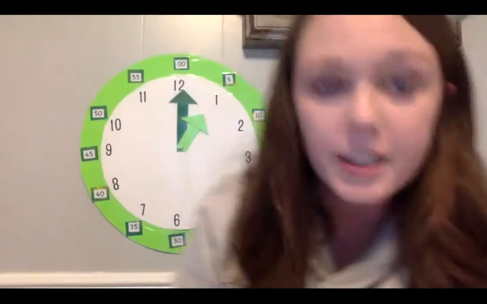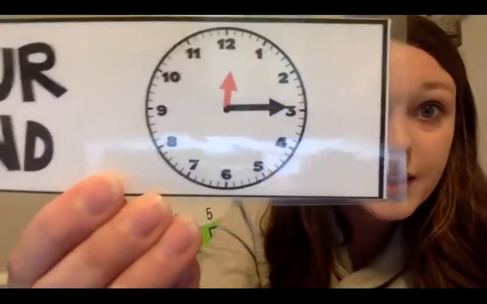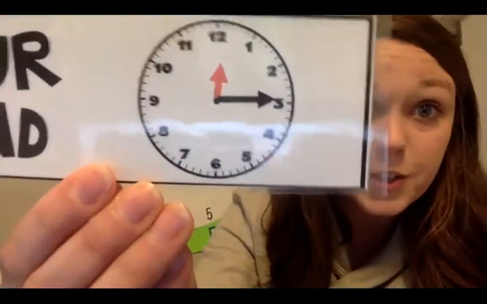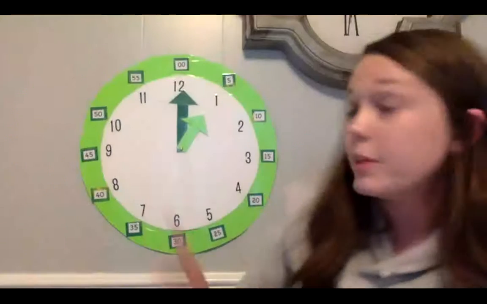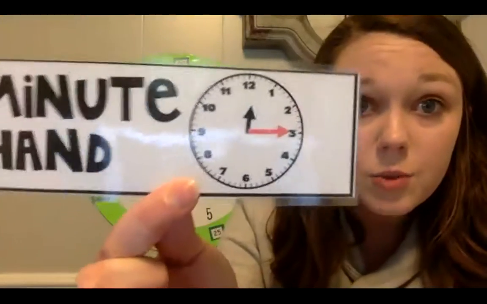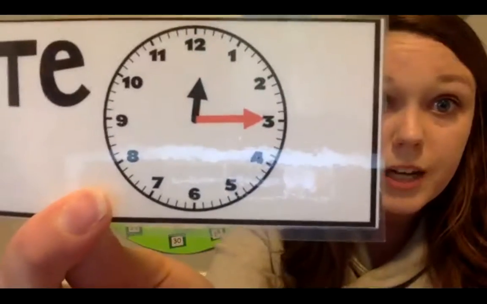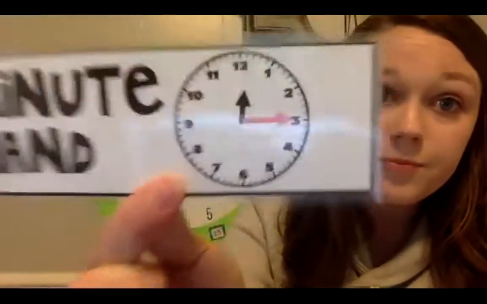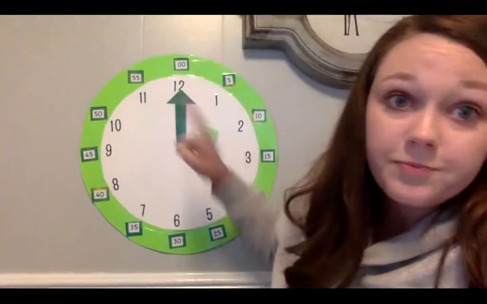Okay, so before we get started, I'm going to show you the clock and the hands on the clock. The hour hand of the clock is the little one. Can you see that on the picture? The red one in this picture is the hour hand. On our big clock, this light green one is our hour hand. Then the minute hand is the long one. In this picture, it's the red one on the 3. On our big clock, it's this dark green.